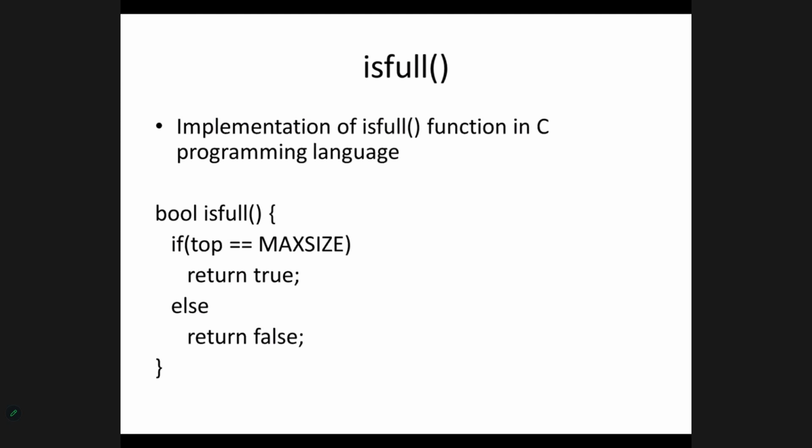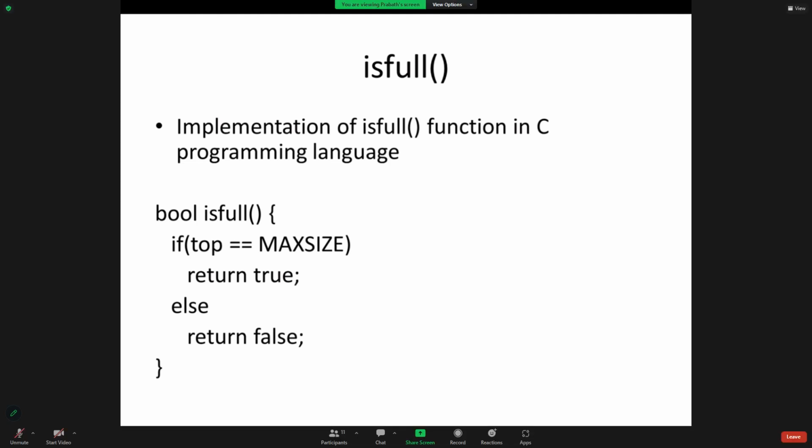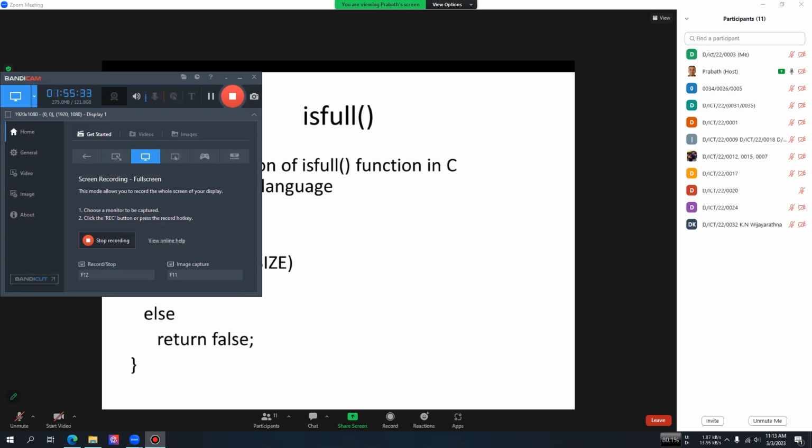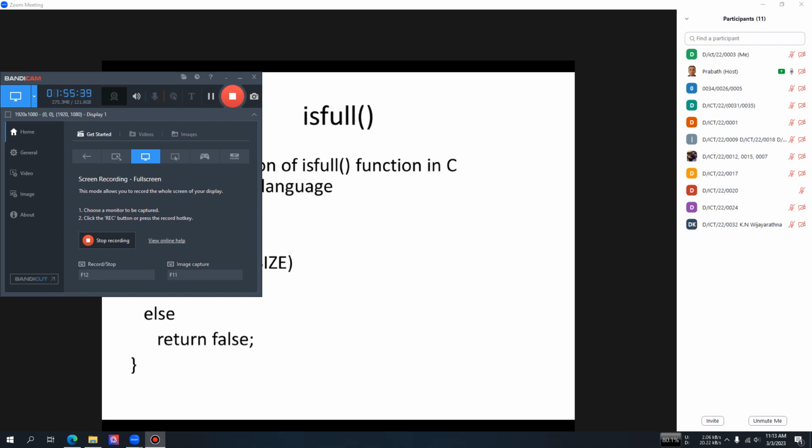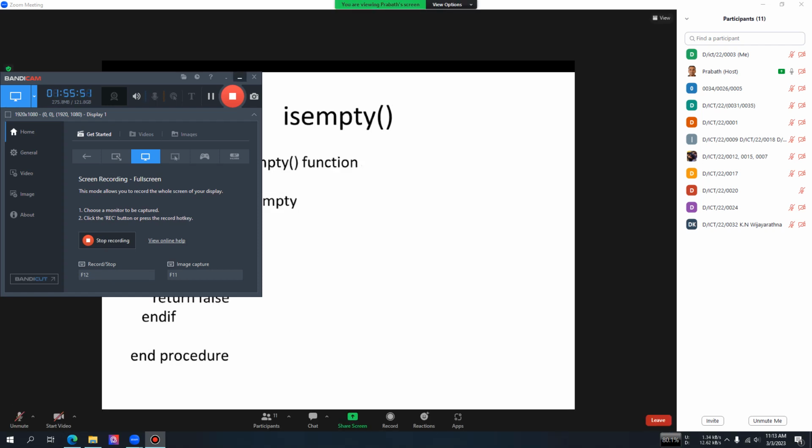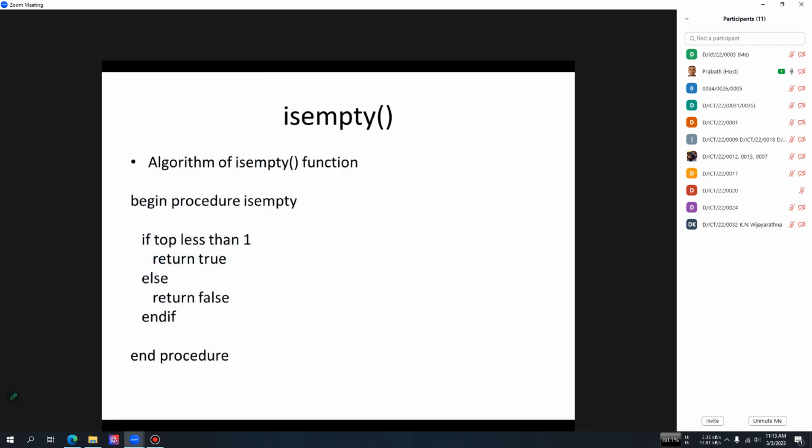This is the complete implementation of the is full function in the C programming language. You can see this is a Boolean output, true or false. If top equals max size, then return true, meaning the stack is full. Otherwise, return false, the stack is not full. So true and false, it gives the Boolean output. Now is empty.